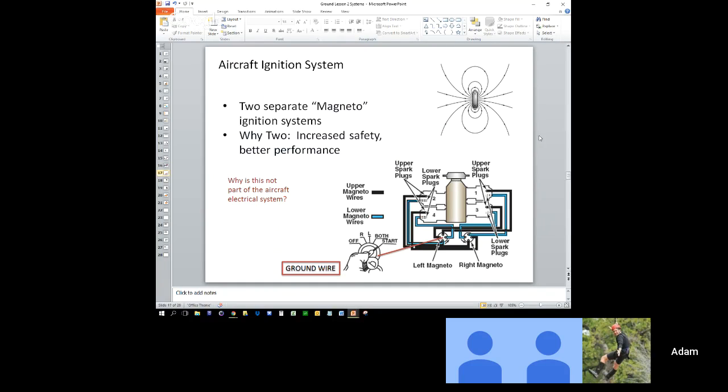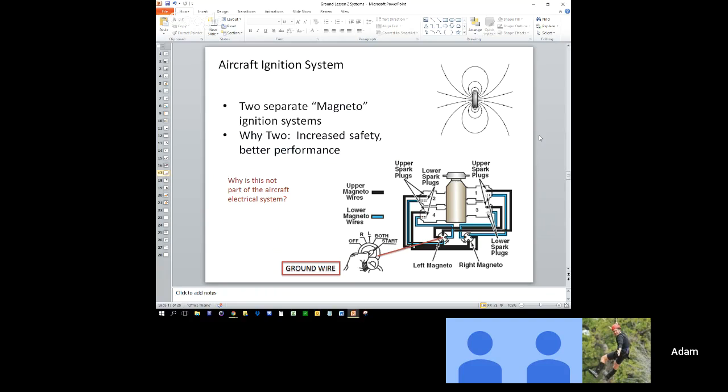In an aircraft, the ignition system is separate from the electrical system. It's a mechanically driven system which is dependent on the engine running for it to operate. Now that sounds really backwards, right? The engine runs because of the spark plugs. But what I'm proposing here is that the spark plugs actually run because of the engine.